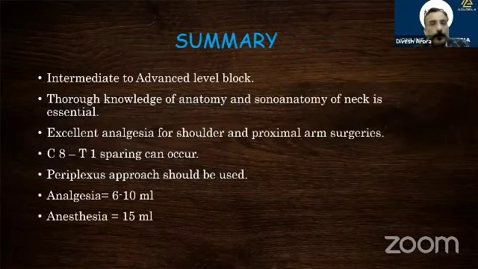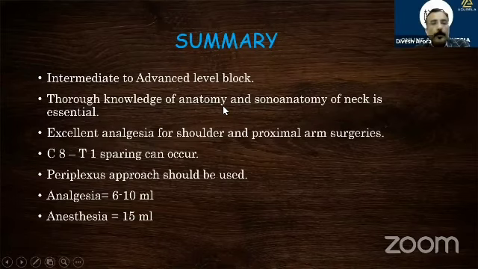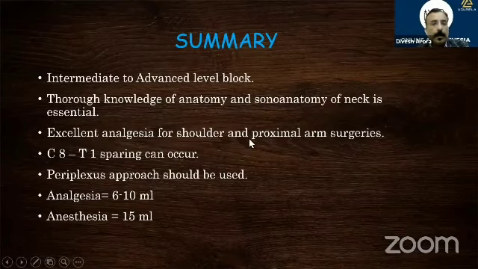So to summarize, my dear friends, interscalene brachial plexus block is an intermediate to advanced level block. The neck is quite a neural and vascular structure, so thorough knowledge of anatomy and sonoanatomy is very essential. It provides excellent analgesia and anesthesia in case you desire it for shoulder and proximal arm surgeries. And we all know that C8 and T1 sparing can occur in the distribution of the ulnar nerve. That is why it is not suitable for surgeries distal to the mid-humerus.